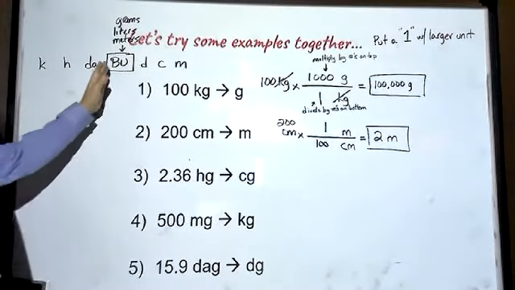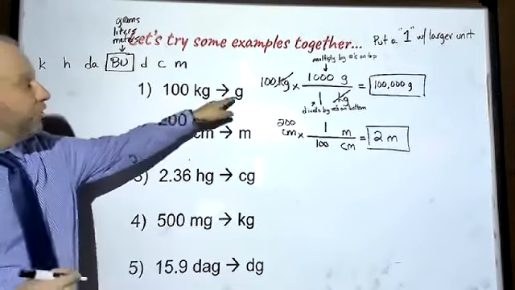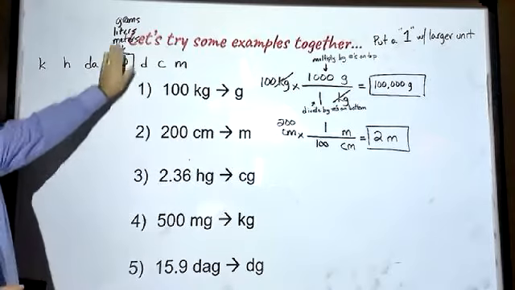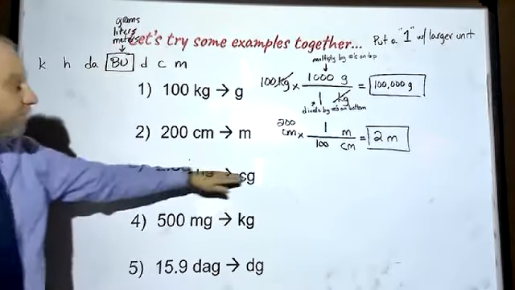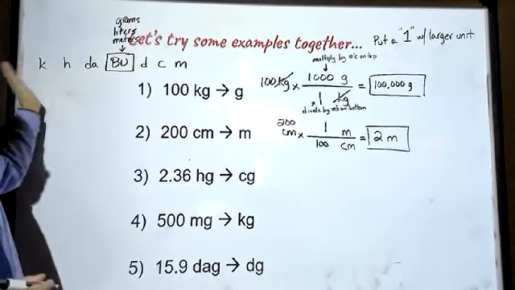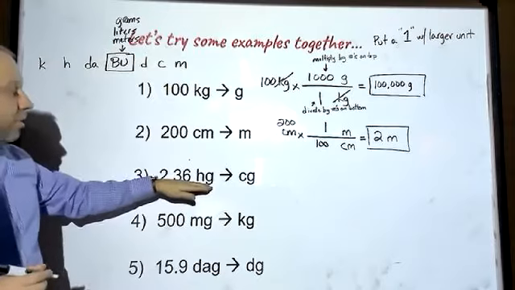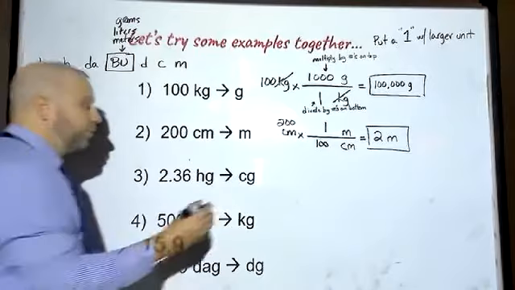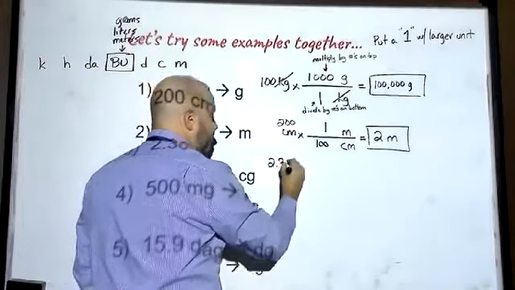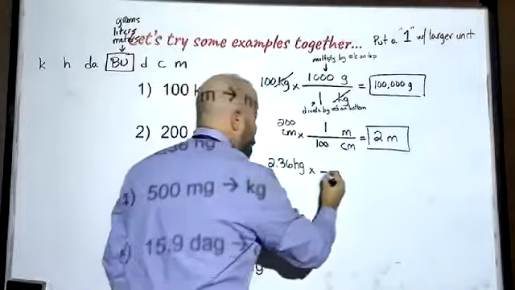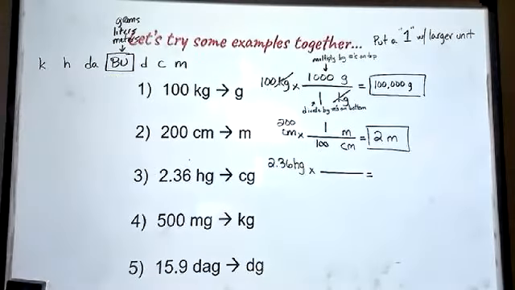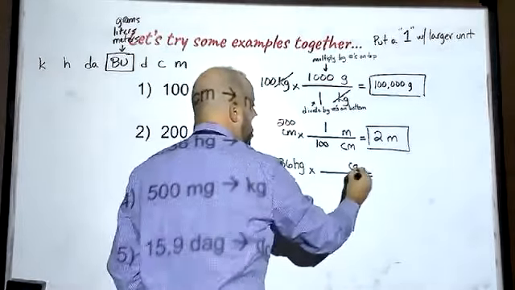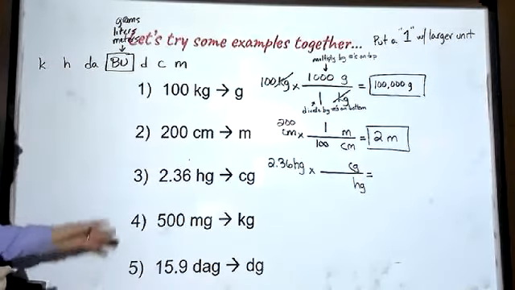Okay, so we went from a larger unit to a smaller unit. We went from a smaller unit to a larger unit. Now we're not going to use the base unit as one of our starting or ending points. Instead, we're going to go across the base unit. So in this case, we're going from hectograms, which is over here, to centigrams, which is down here. So we're going to start off with 2.36 hectograms. Hectograms, because we want to get rid of it, goes on the bottom. Centigrams go on top.